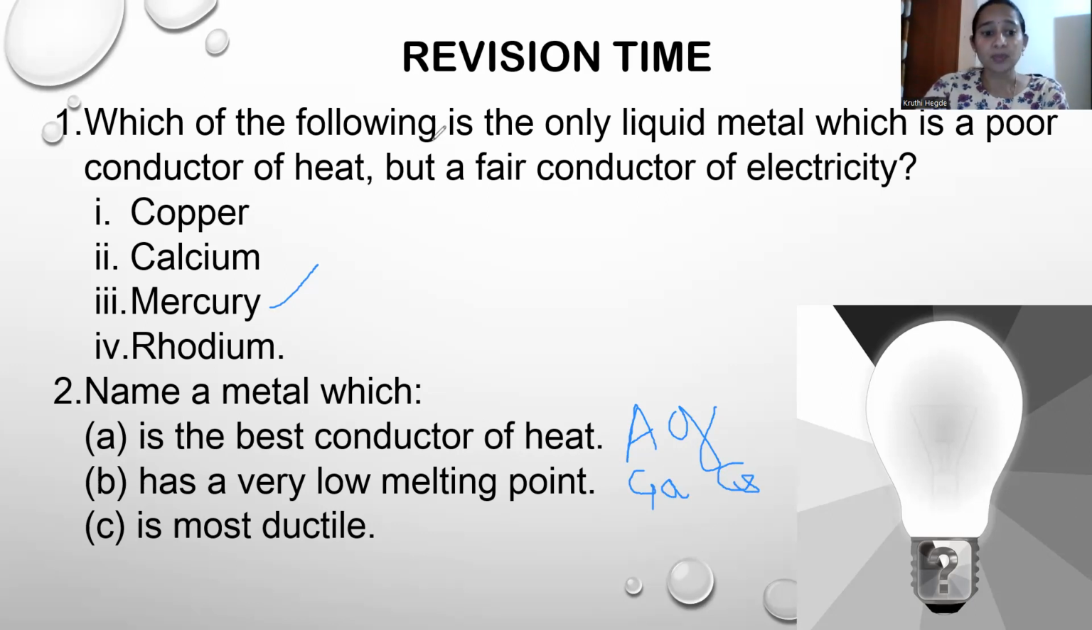So now coming further, let us understand which is most ductile. The most ductile metal is a metal of which 1 gram can be drawn into 2 kilometer length. That is gold. Gold's symbol is Au. So these are the answers for the question. Let us move further for further discussion.